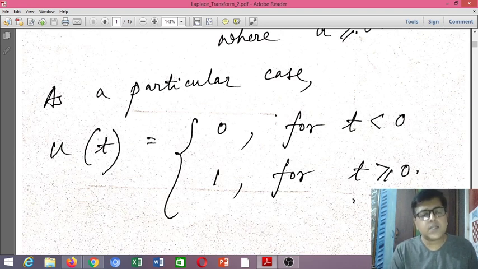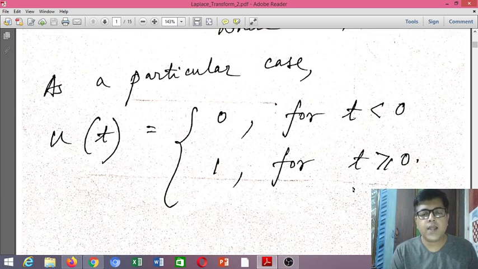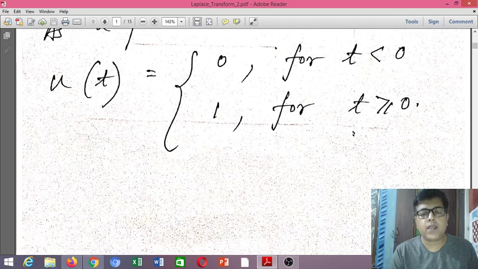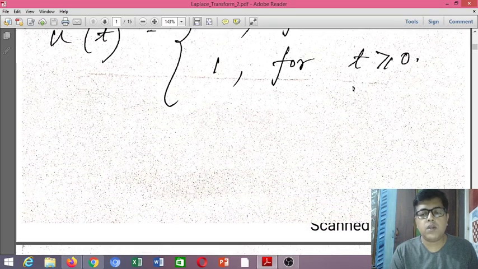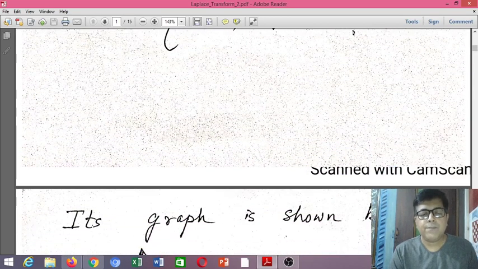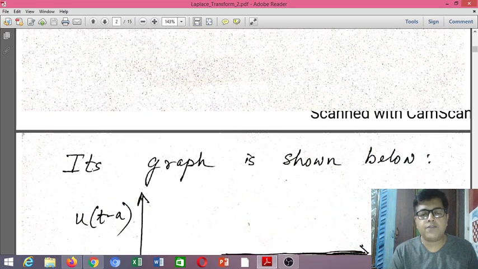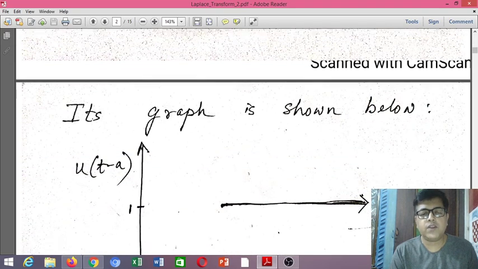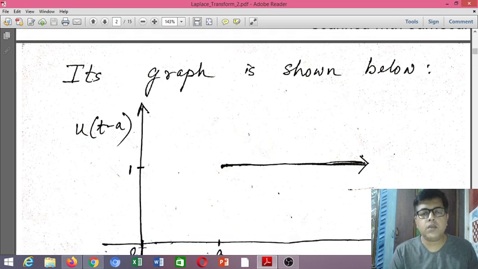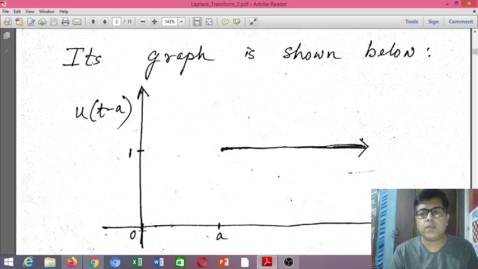Now let's see the graph of this unit step function. That is very, very important. From there we can tell why it is called a step function. The graph which I have drawn here is very simple to draw, because u(t minus a) is 1 for t greater than or equal to a and it is 0 for t less than a.